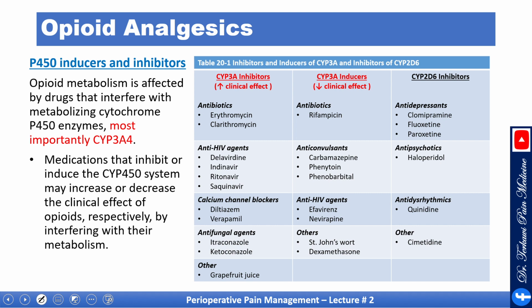So, for example, if your patient is taking erythromycin or clarithromycin, you should be thoughtful about that because you will have more clinical effect of the opioid and you may end up having side effects from the opioid. So cut down the opioid dose if your patient is taking one of these P450 inhibitors. The opposite is true for the inducers.